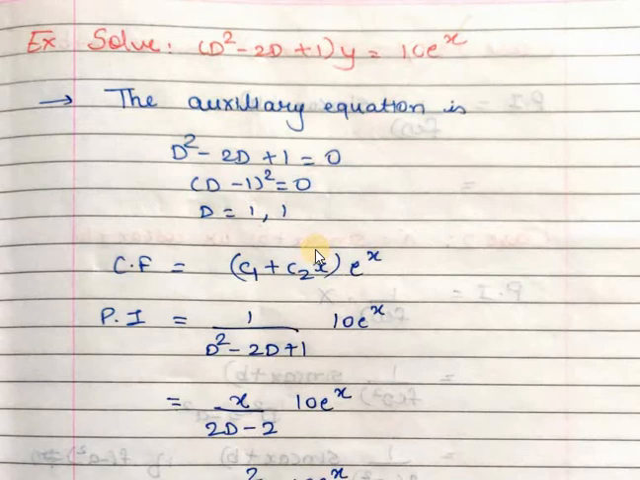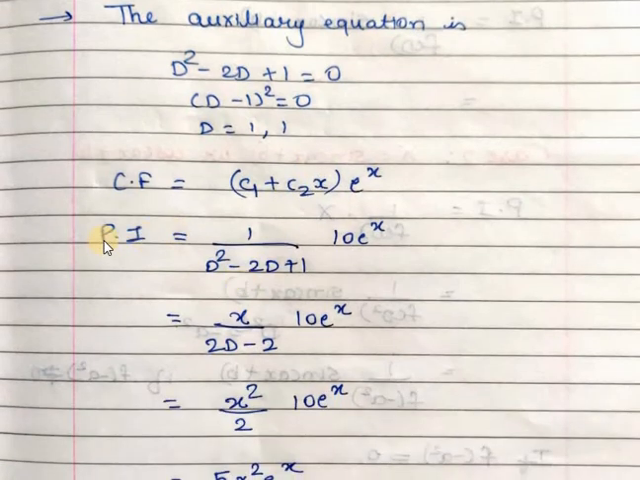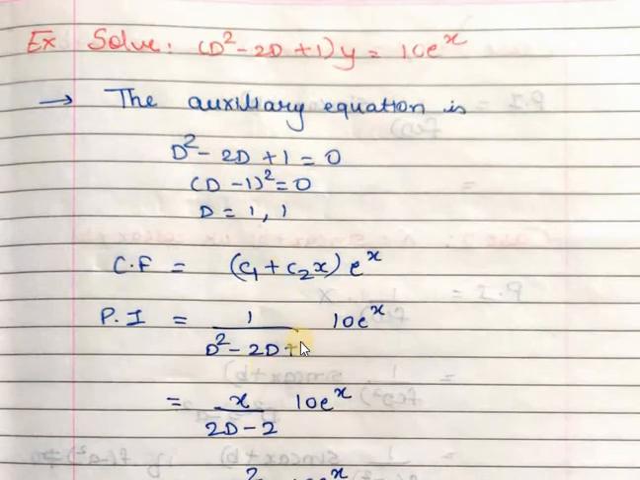Now we will have to find out PI. So PI, that means particular integral, is given by 1 divided by f of D into capital X. What is f of D? It is D square minus 2D plus 1 into capital X. What is capital X? It is 10 into e raised to x. So according to case 1 of PI, we will have to replace D by a, so we will replace D by 1. If we replace D by 1, then it will be 1 minus 2 plus 1. So the denominator will be 0.